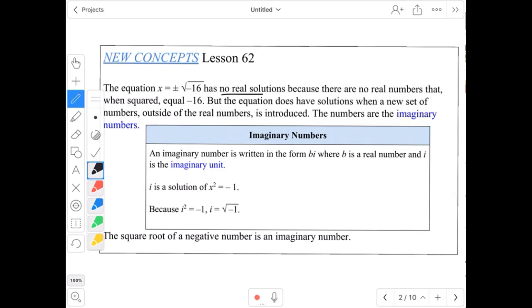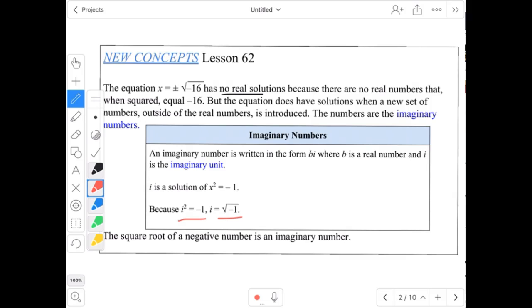So what is an imaginary number? An imaginary number is written in the form bi, where b is a real number and i is the imaginary unit. So we have i is a solution of x squared equals negative 1 because i squared is equal to negative 1, and i equals the square root of negative 1. Those are two key things to keep in mind as we're going through our lesson.